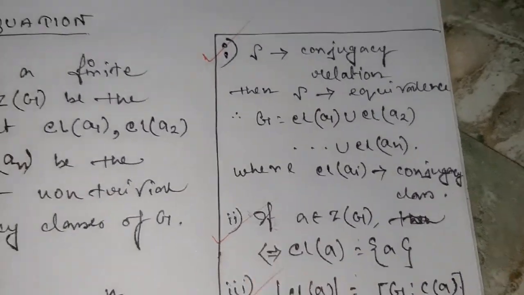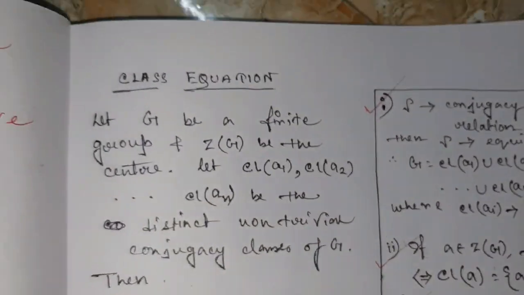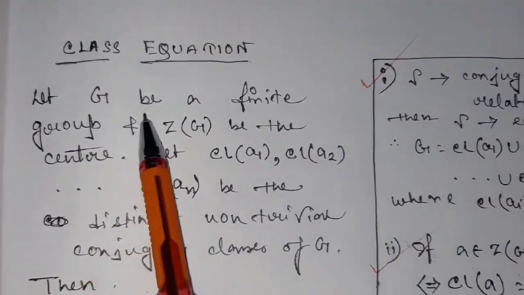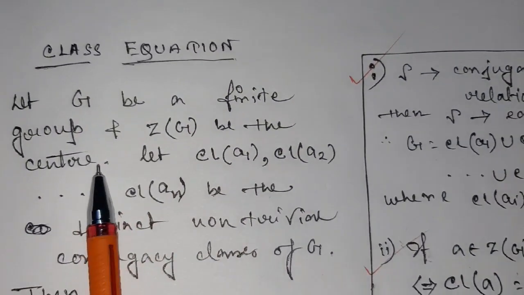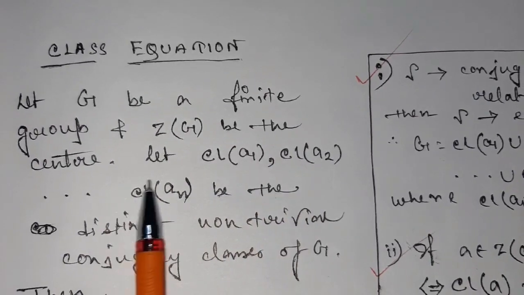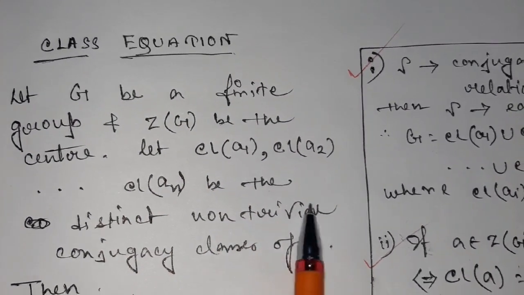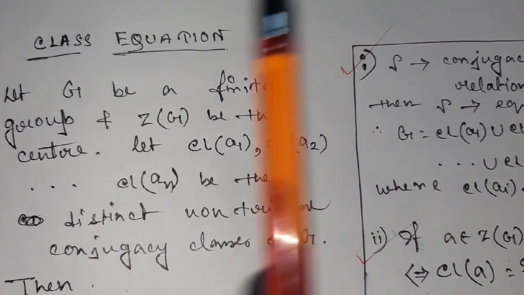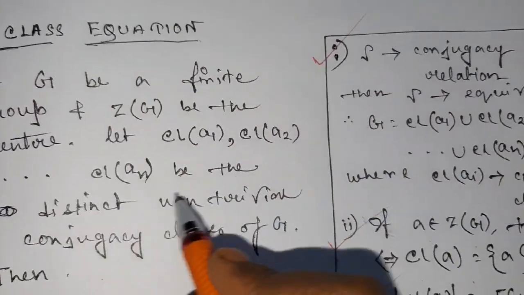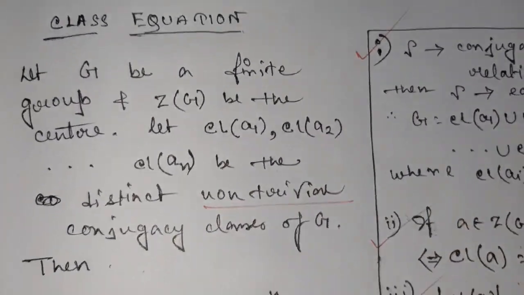Okay, so let's go to the class equation statement. What the statement is: let G be a finite group and ZG be the center. Let class A1, class A2 up to class AN be the distinct non-trivial conjugacy classes of G. Okay, remember this point, it is very important. It is non-trivial conjugacy classes of G.